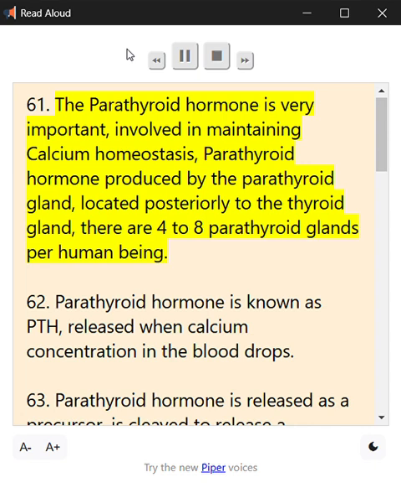61. The parathyroid hormone is very important, involved in maintaining calcium homeostasis. Parathyroid hormone is produced by the parathyroid gland, located posteriorly to the thyroid gland. There are 4 to 8 parathyroid glands per human being.